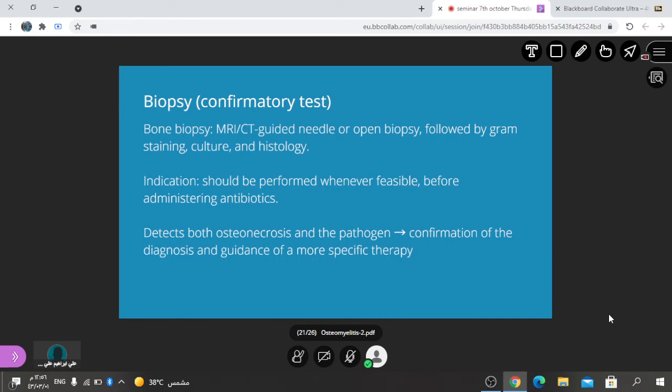Now the biopsy, which is the confirmatory test, the most sensitive and specific test, because we take the biopsy from the suspected site and examine it to find, on histopathology, the osteonecrosis and the inflammatory process. The biopsy can also be used to culture and identify the specific organism. So the biopsy should be performed whenever possible. It's the best way to start specific antibiotics, because antibiotics in osteomyelitis save lives. So start early, and finding out that the results are false positive is better than finding out that they are false negative.